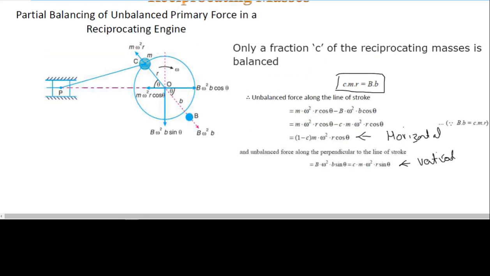That is, we compromise between complete balance and partial balancing. So we only take a fraction of the reciprocating masses to be balanced, because if we completely balance the reciprocating masses, then this vertical component will create another unbalanced force. So as a compromise, we only take partial balancing. This is one of the reasons why we only partially balance the reciprocating mass of the primary unbalanced force. If we completely balance it, then this horizontal component will be balanced, but the vertical component will generate another unbalanced force. So in order to eradicate that problem, we only partially balance such that the total unbalanced force remains minimum.